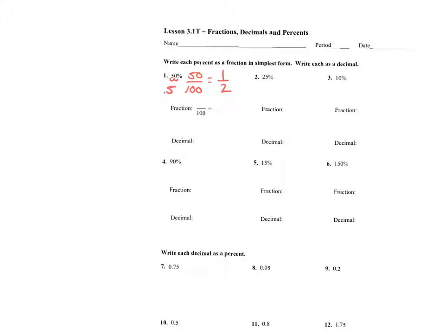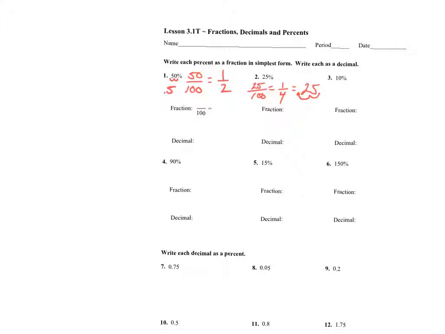So continuing on with 25%, 25% as a fraction is 25 100ths, and 25 goes into 25 and 100, so it's simplified to 1/4. Then to get the decimal, write 25, and the percent would be the decimal is here, so you move it over 2 spots to the left, so it's 0.25.